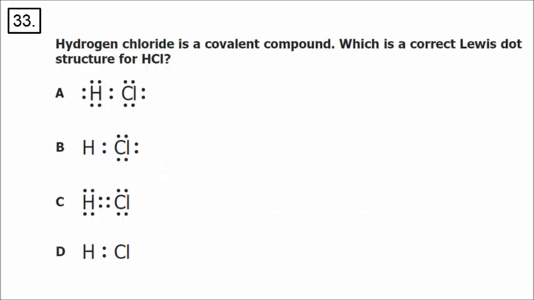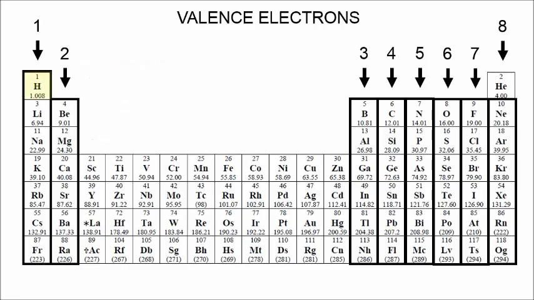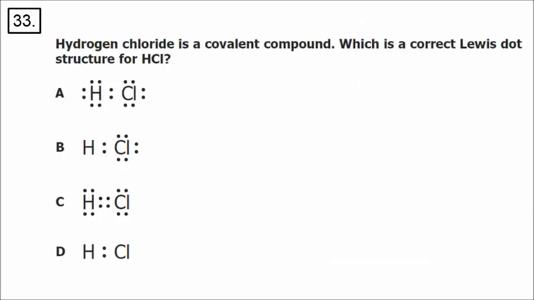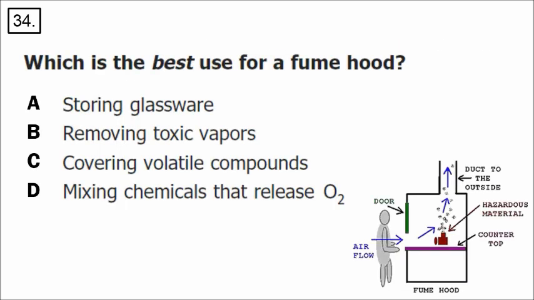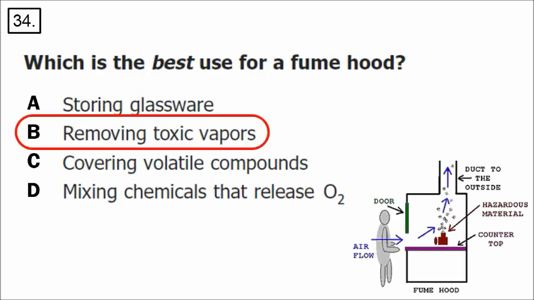Number 33, the Lewis electron dot structure for HCl contains 1 valence electron for hydrogen, 7 valence electrons for chlorine, so a total of 8 valence electrons. The correct answer is B. Number 34, which is the best use for a fume hood? Storing glassware? No, it's for removing toxic vapors, and that's why the ventilation of the fume hood will remove those vapors to the outside.